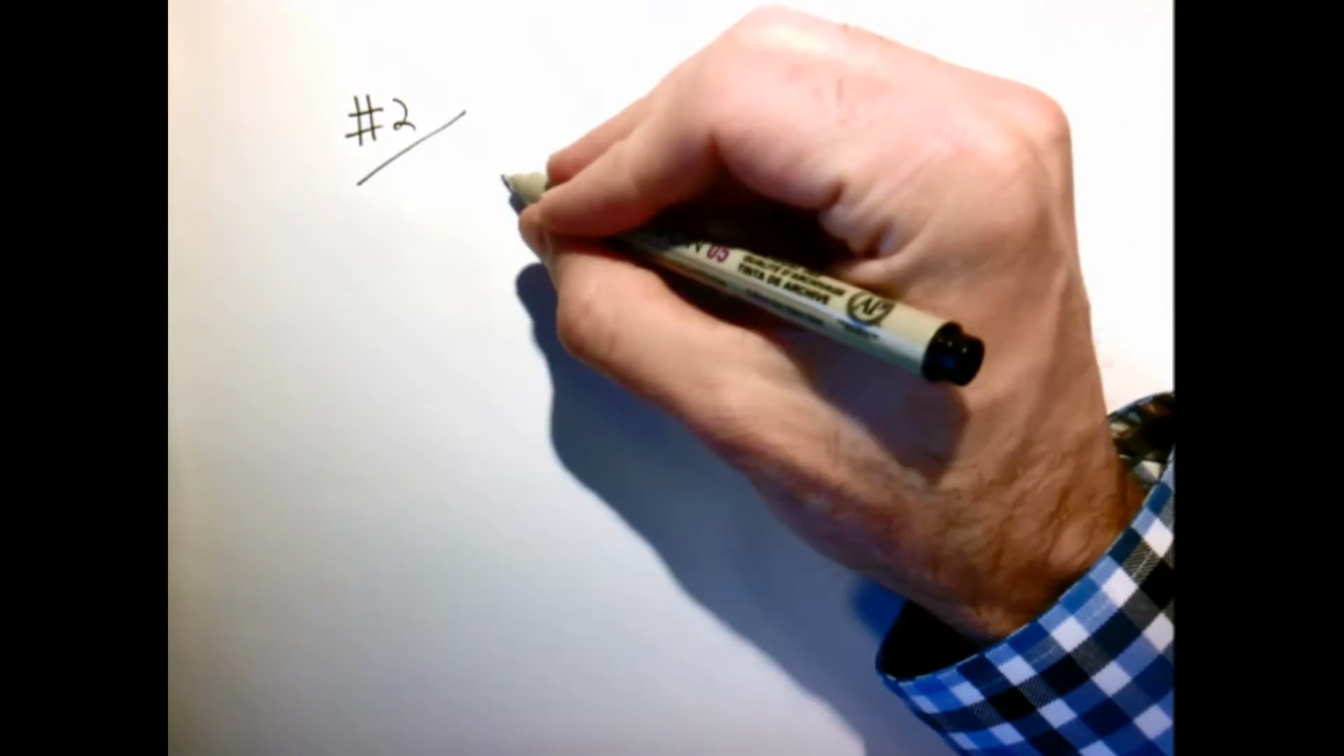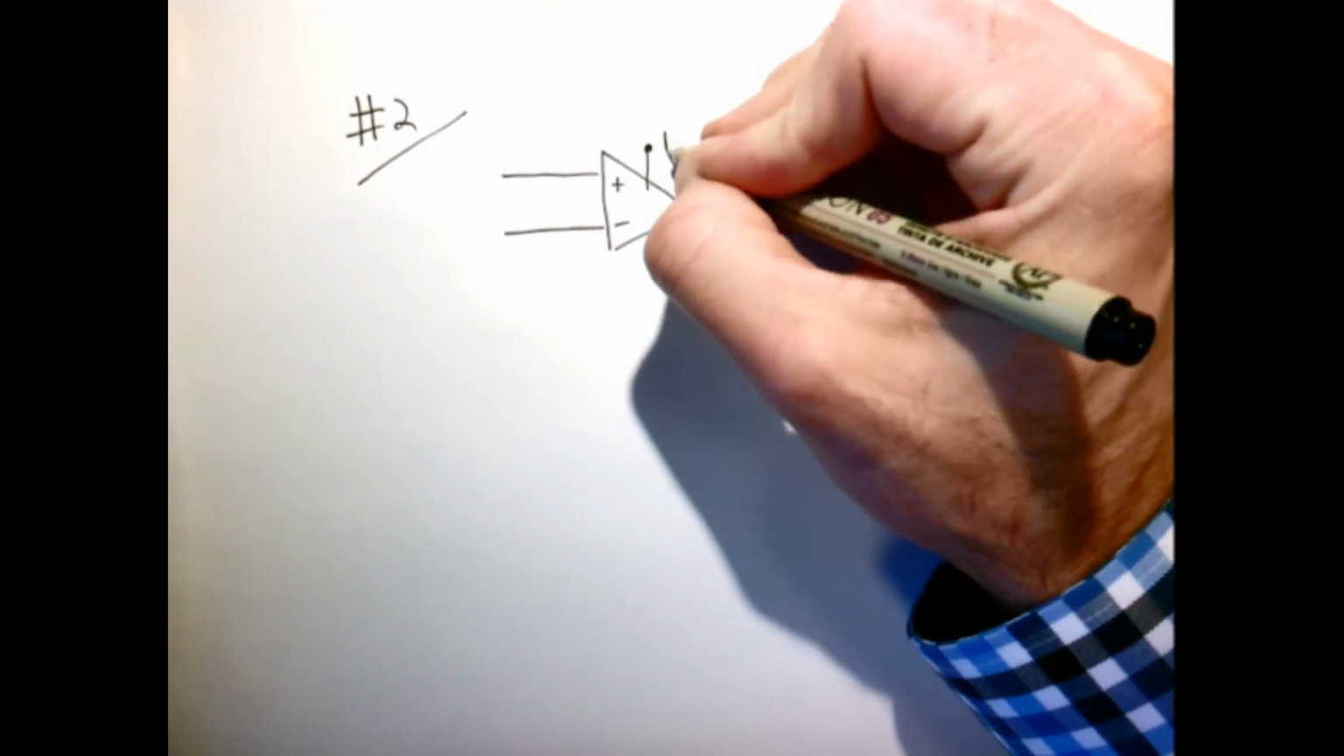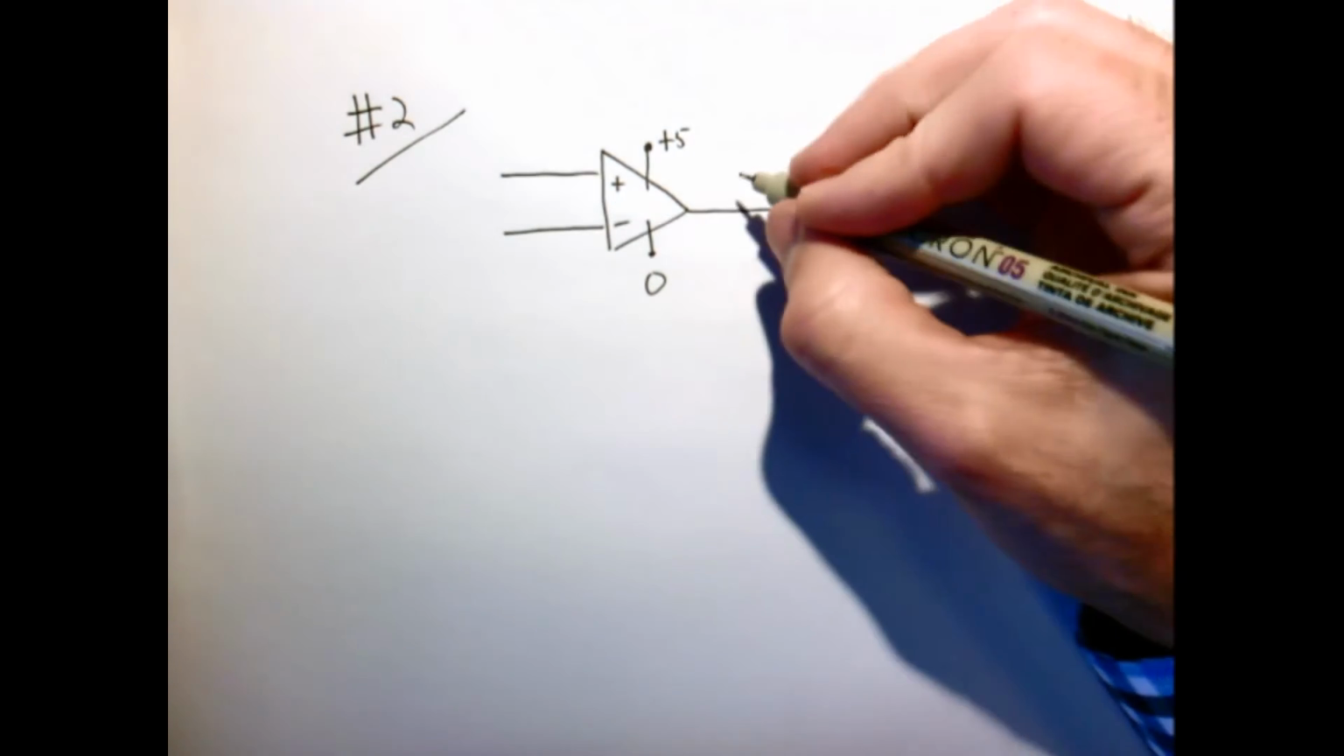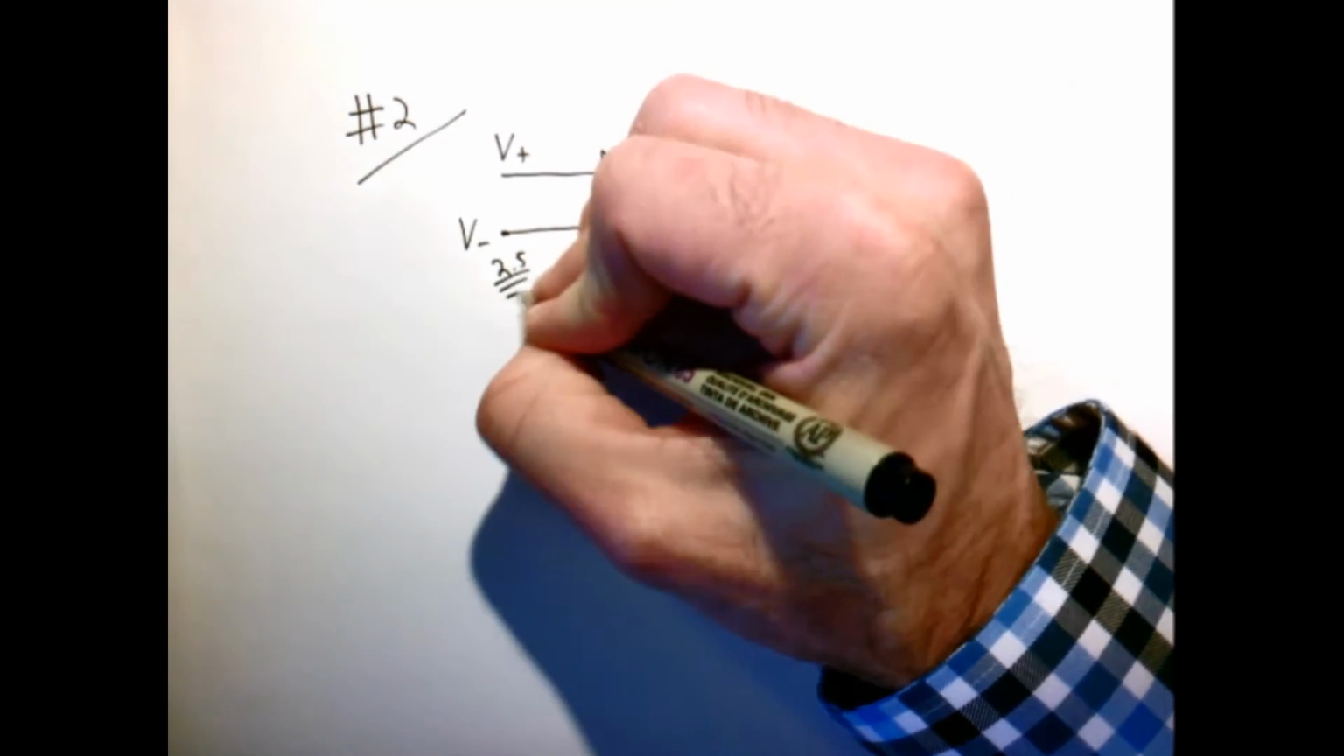Rule number 2, or behavior number 2 of the output, is the following. So let's build the following circuit. And now the limits are going to be important, so I'm going to put 5 volts and 0 as our supply voltage. I'm going to build the circuit and just test what happens.